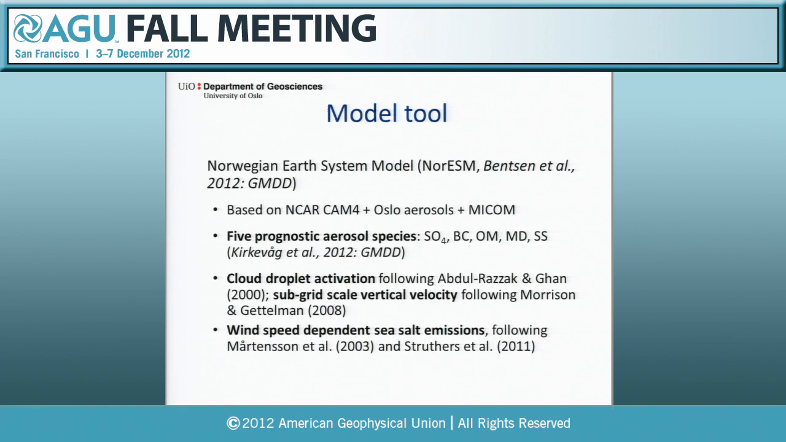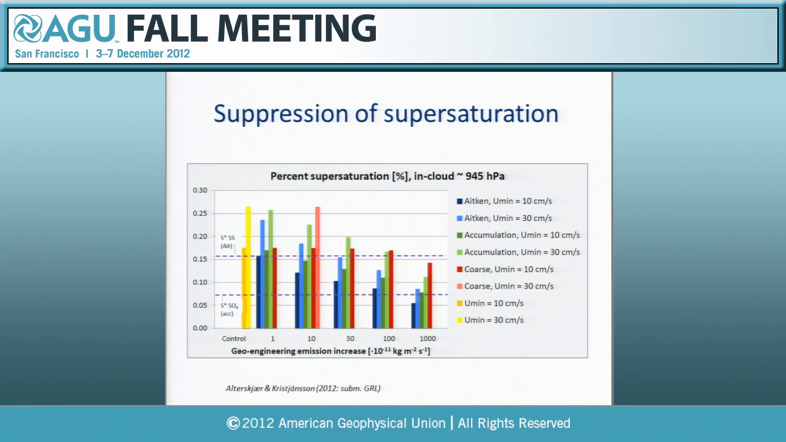And here's an outline of the model. This is a state-of-the-art Earth system model with prognostic aerosols and prognostic cloud droplet activation, and also wind speed dependent sea salt. Here's a global average of some of the results. We have increasing emissions on the x-axis here, and we're looking at percent supersaturation, globally averaged.